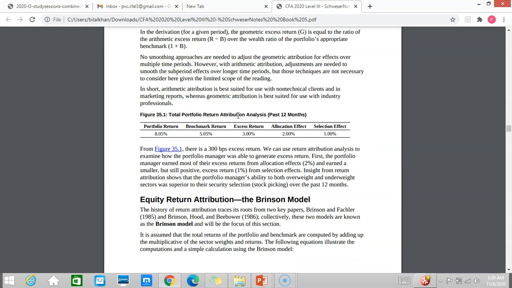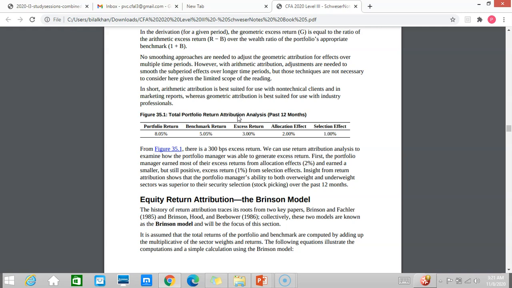So if you look at this example, portfolio return is 8.05% and benchmark return is 5.05%. So what is your excess return? Your excess return is 3%. Now from this 3%, some of it could be a result of allocation and some of it could be a result of selection. By allocation, it means that maybe there was an asset for which the benchmark had a weight of 20%, but you thought that asset would outperform and so you gave it a higher weight. So that is the allocation effect.